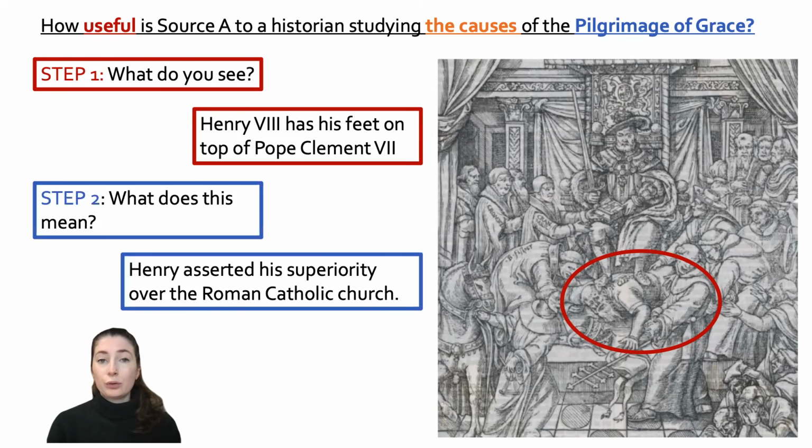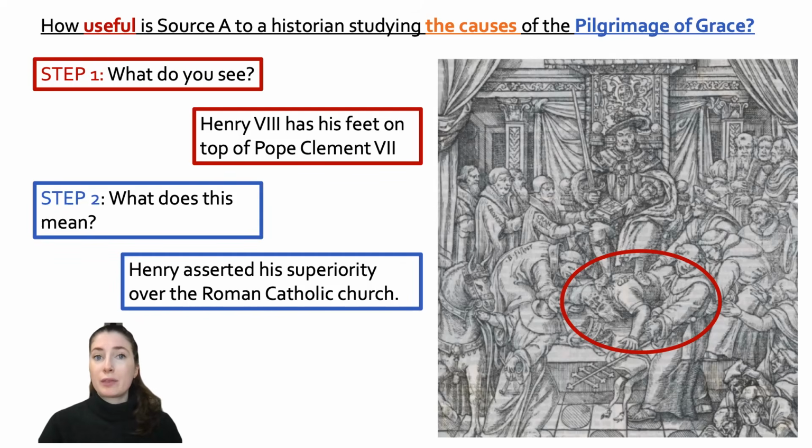Step number 2, I'm going to think about what the source suggests. So I'm inferring from what I can see, I'm using my head to infer, and I'm saying, okay, that means he's saying, I'm more powerful than you. And I've put that into slightly better vocabulary, and I've written, Henry asserted his superiority over the Roman Catholic Church.